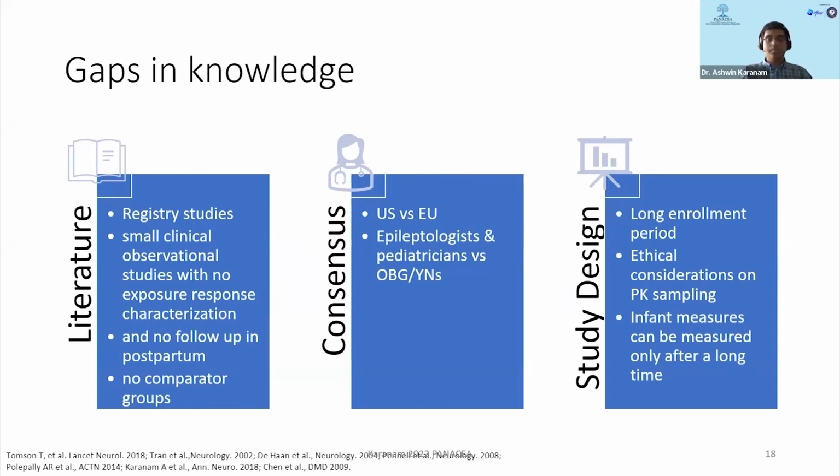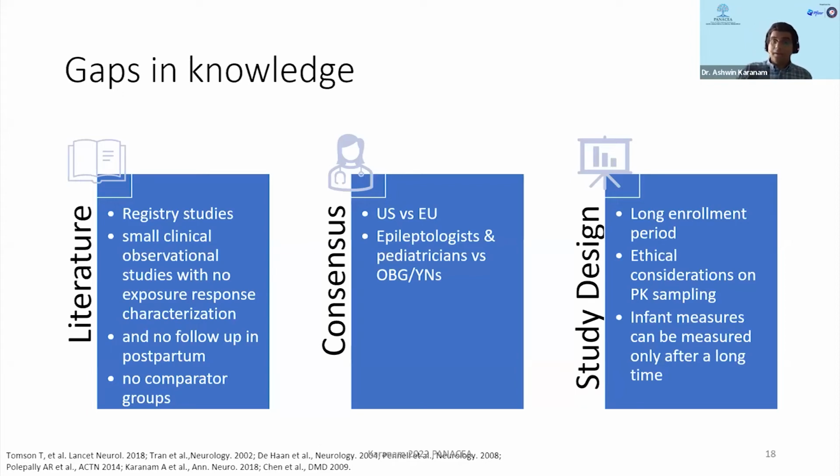There's no information sometimes on dose. There's no information sometimes on exposure. Usually there's no exposure information. So there's a huge drawback with registry studies, although highly informative, but there's still gaps in knowledge. The other prospective studies that have been done are small clinical observational studies, which do not have any exposure response characterization.